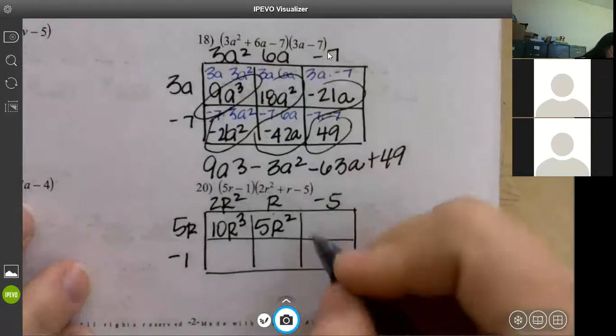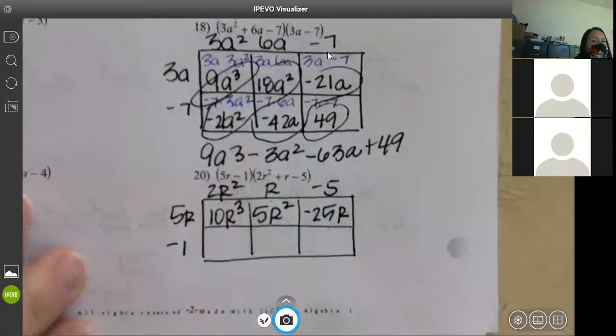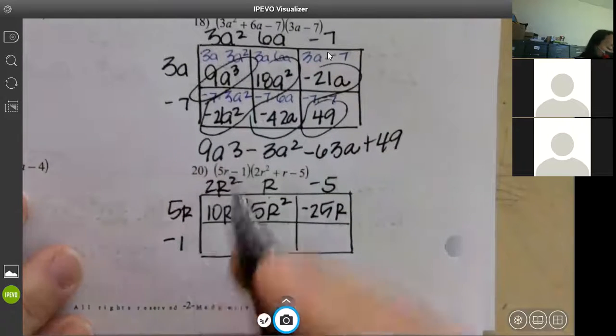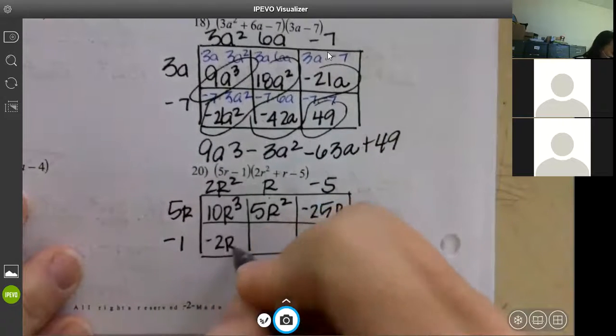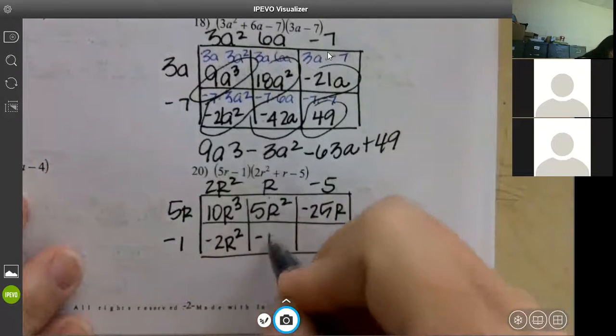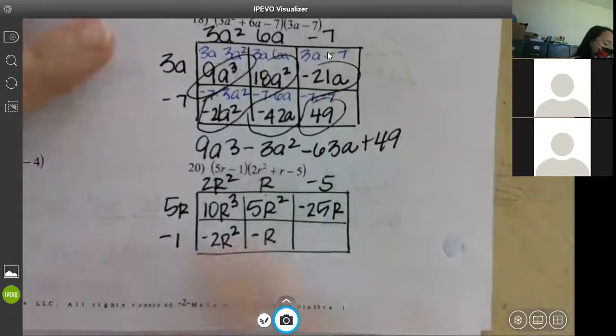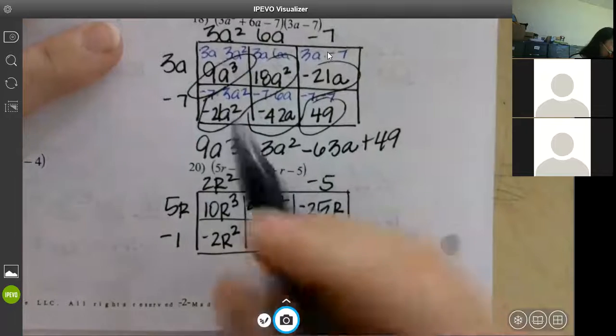5 times -5 is -25, and there's 1 r. On the bottom, 2 times -1 is -2r squared. -1 times 1r is -1r or just -r. And then in the last box, -1 times -5 is +5.